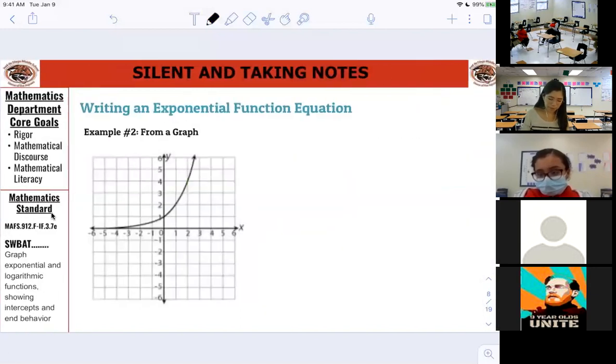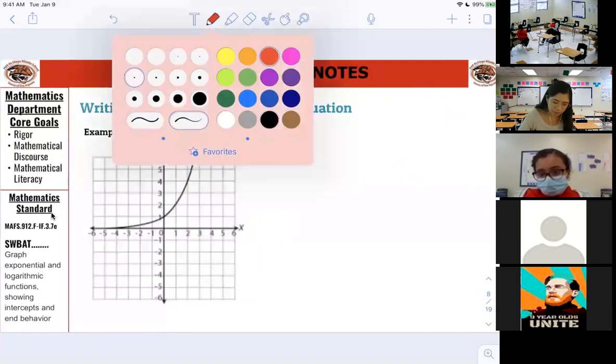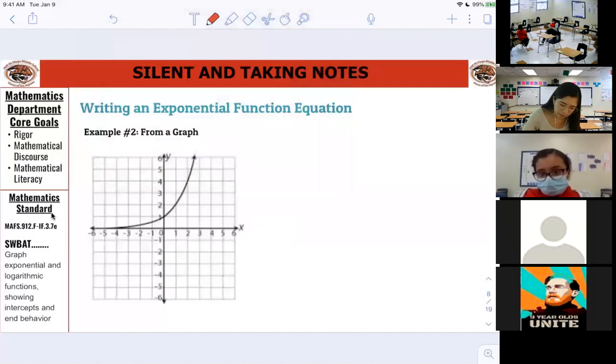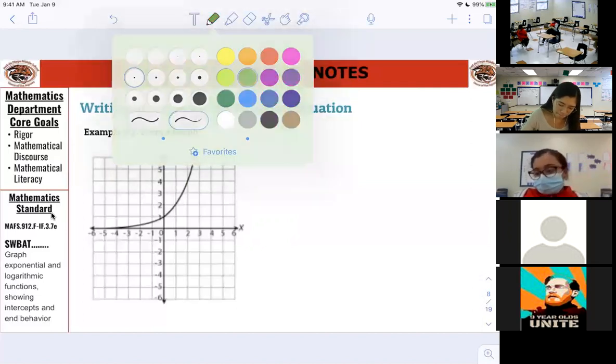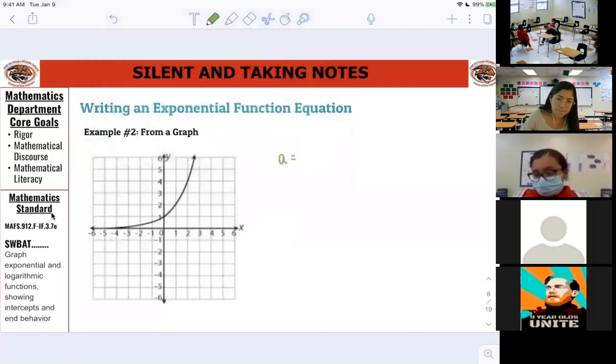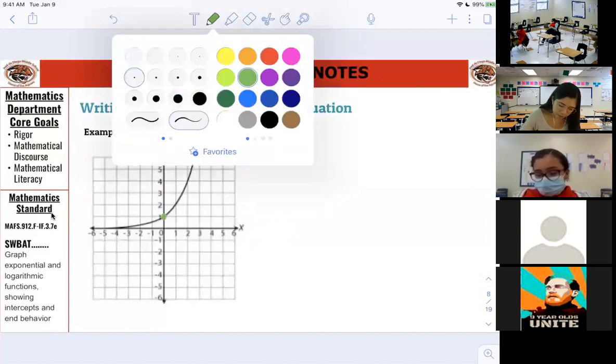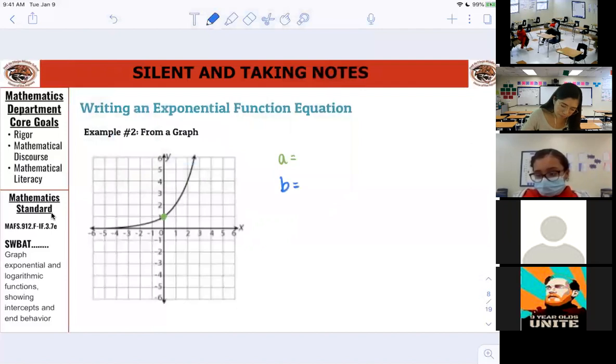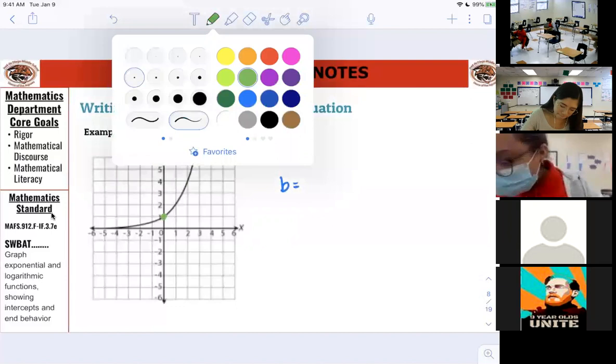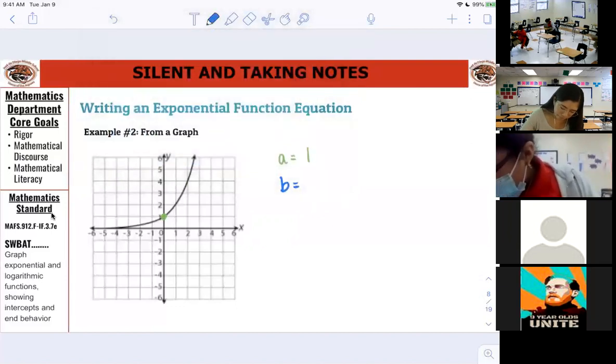Now I have a graph. This is actually kind of exactly like the bell ringer, so let's just quickly look at it. What's the y-intercept? The y-intercept is 1. 1, right there. And what's the growth factor? 2. And how do you know that? Because the first point it goes is 1, 2, and then it goes to 2, 4, and then it goes on and on.